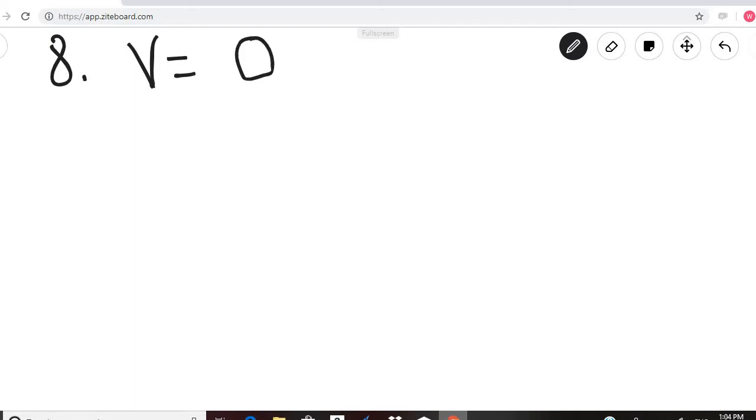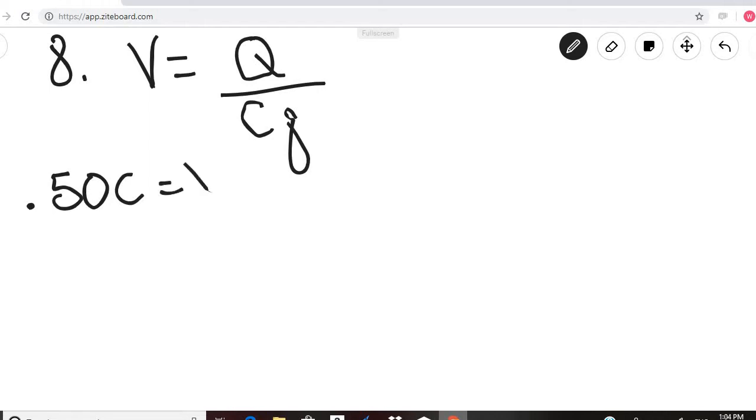Okay, so for this question, we will use our equation for capacitors. So V is the electric potential, and that is 0.50 coulombs. No, that's not right. Is that right?